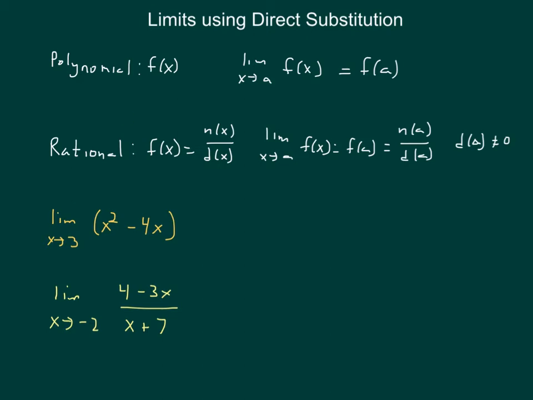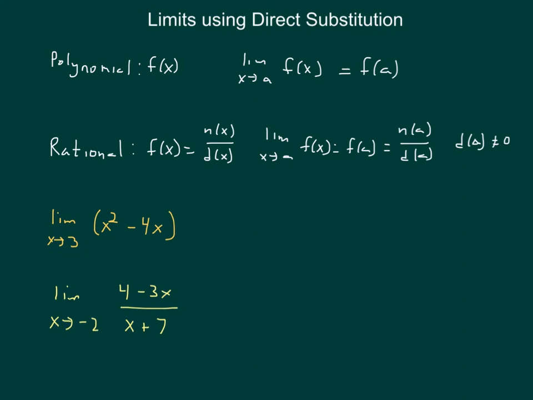So if we have a polynomial, the limit as x approaches a of f of x is just going to equal f of a. In other words, what happens when I put a, whatever a is, in for x? With a rational function where f of x is equal to a numerator polynomial over a denominator polynomial, the limit as x approaches a of f of x is going to be f of a, which will be the numerator polynomial evaluated at a over the denominator polynomial evaluated at a, provided again that that denominator does not equal 0.